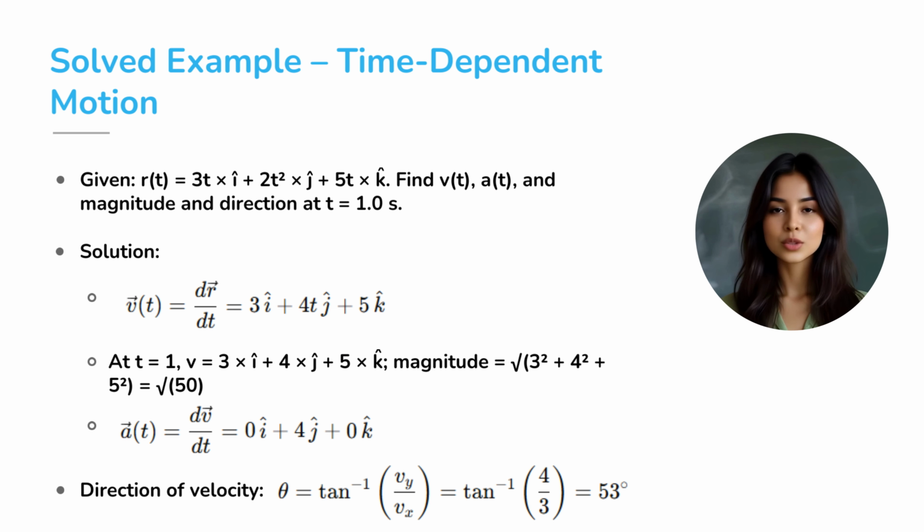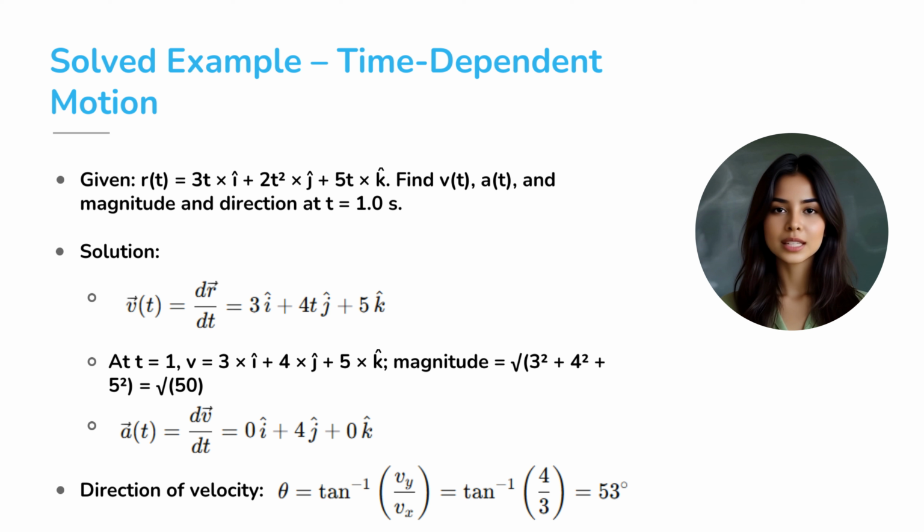Let's work through a solved example of time-dependent motion. We are given a position vector r of t, which is written as r of t equals 3t times i hat plus 2t squared times j hat plus 5t times k hat. We need to find the velocity, acceleration, and the magnitude and direction at t equals 1 second.